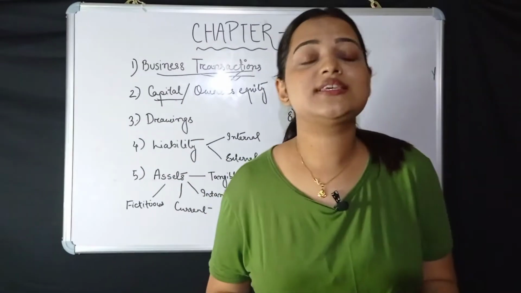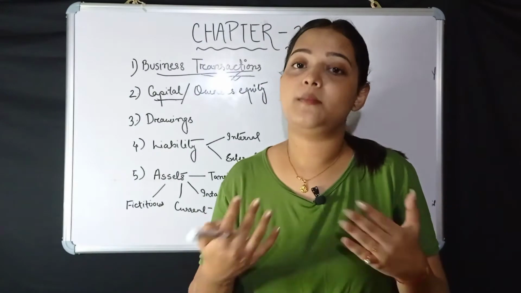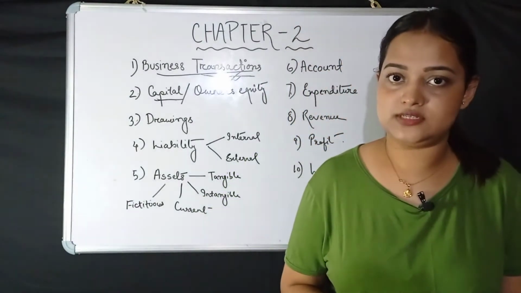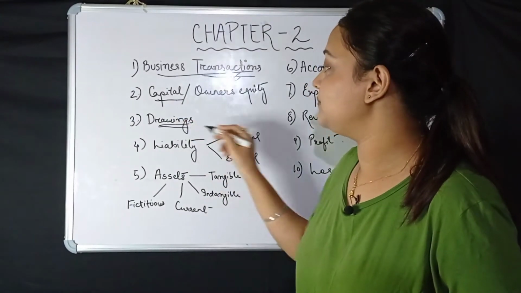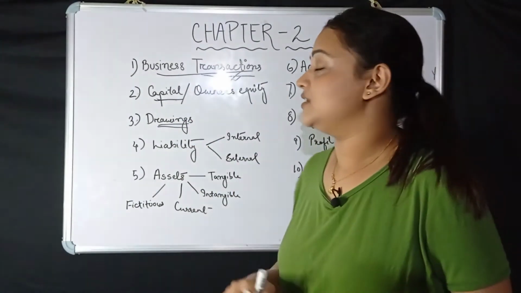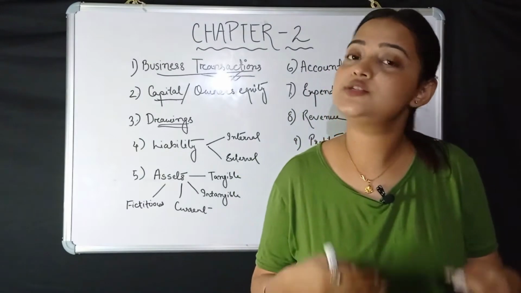So the third term is drawings. So what is drawings? Basically the goods and the amount of money that we take from our business for our personal use is known as what? Drawings. Okay? The fourth term is liability. So I'll tell you in very simple words, what is liability?